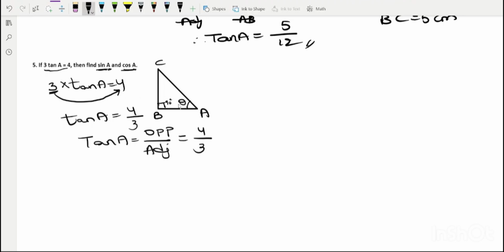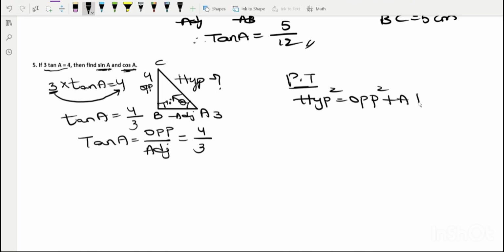So as per the given data, the side which is opposite to the angle is opposite. This would be adjacent and this would be hypotenuse. So the value of the opposite side is 4 and the value of adjacent side would be 3. So he asked us to find out sine A and cos A, to which we need hypotenuse. So we use the same theorem, which is Pythagoras theorem, to find the unknown value in a given right angle triangle. So the formula would be hypotenuse square is equals to opposite square plus adjacent square. Hypotenuse would be the AC square equals to opposite would be BC square, adjacent would be AB square.